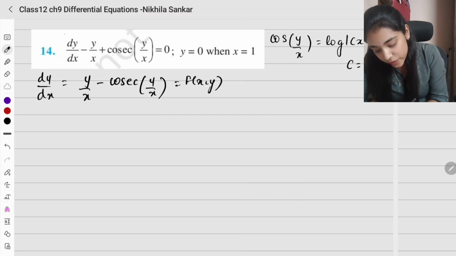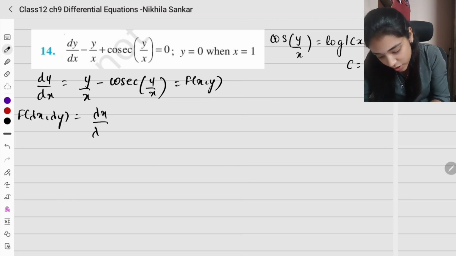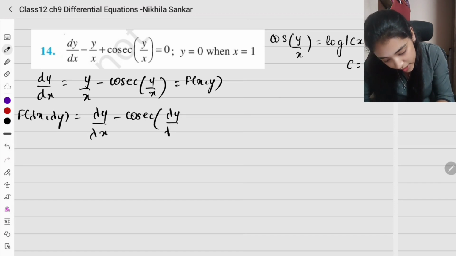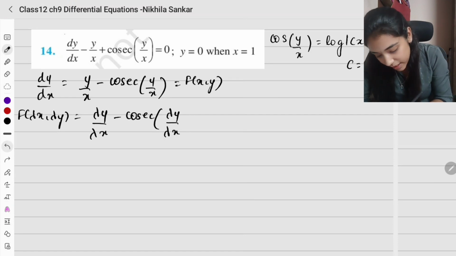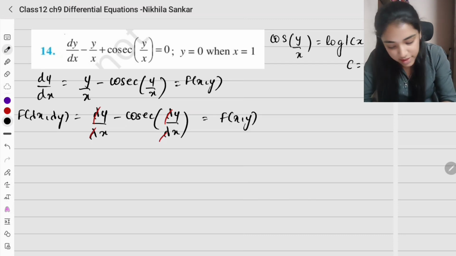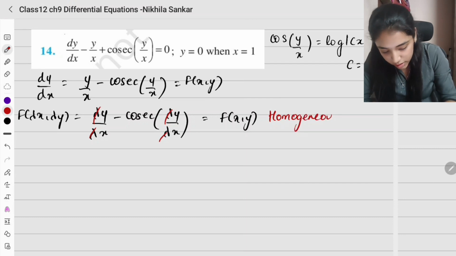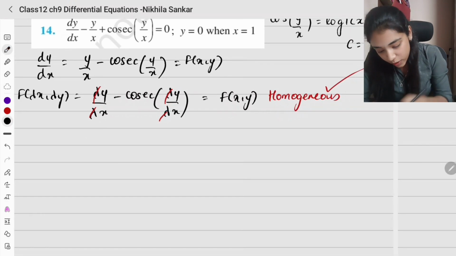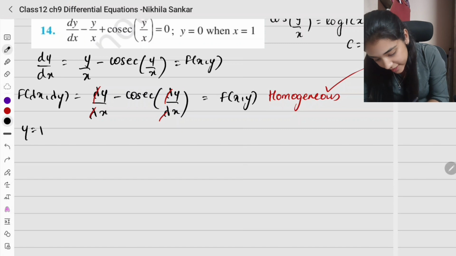So this is going to be my f of x y. Now, let us check homogeneity. Replace x with lambda x and y with lambda y. So this is lambda y divided by lambda x minus cosecant of lambda y divided by lambda x. The lambda gets cancelled, so this is nothing but f of x comma y. So this is my homogeneous proof. Proved. Now y equals vx.